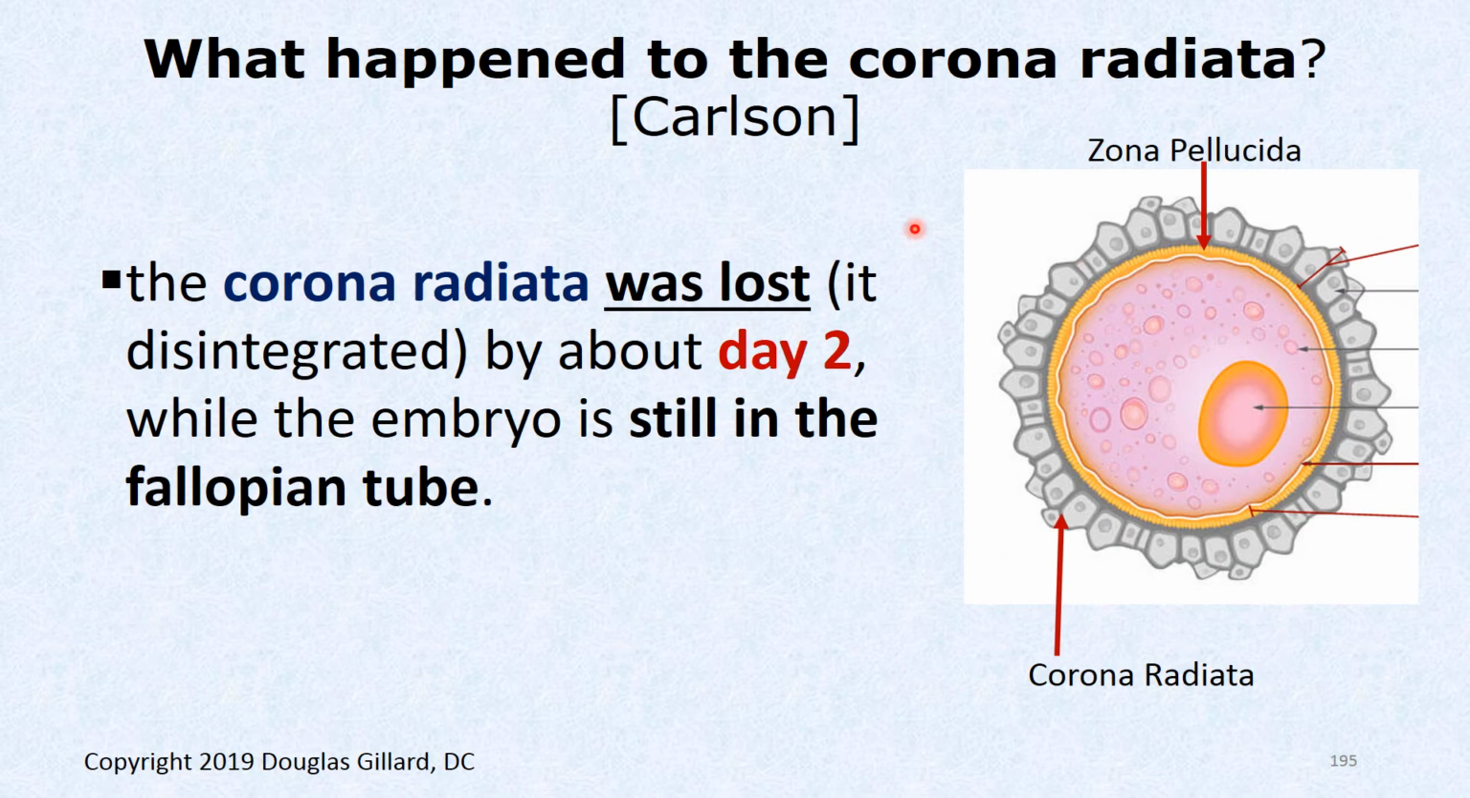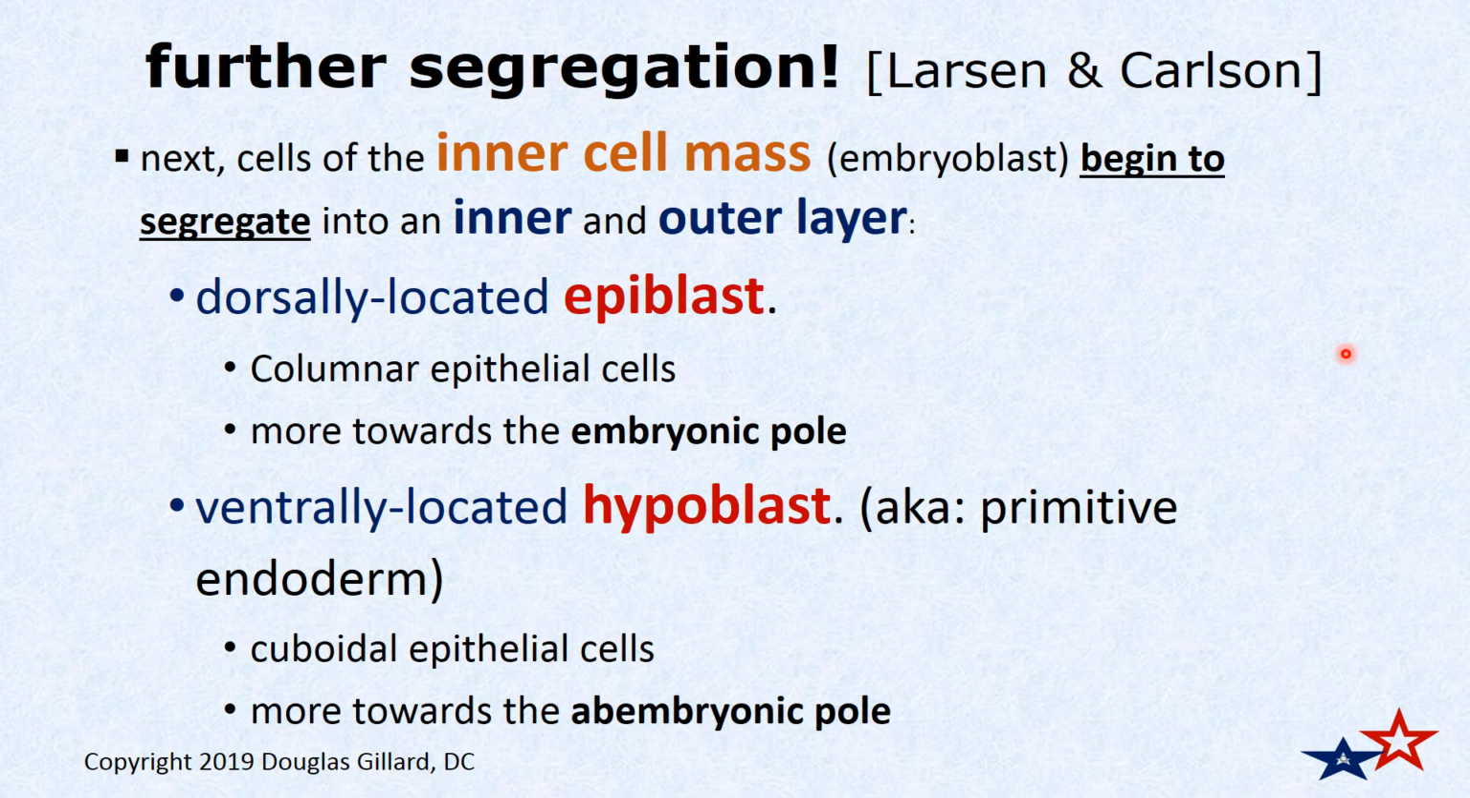Okay, what happened to the corona radiata? We said corona radiata was lost way back on day 2, where the morula, or I guess the zygote at that point is probably a better word for it, was still in the fallopian tube. That was the corona radiata. Remember from the previous lectures, the loose cells up here. All right, so let's keep developing our little human.